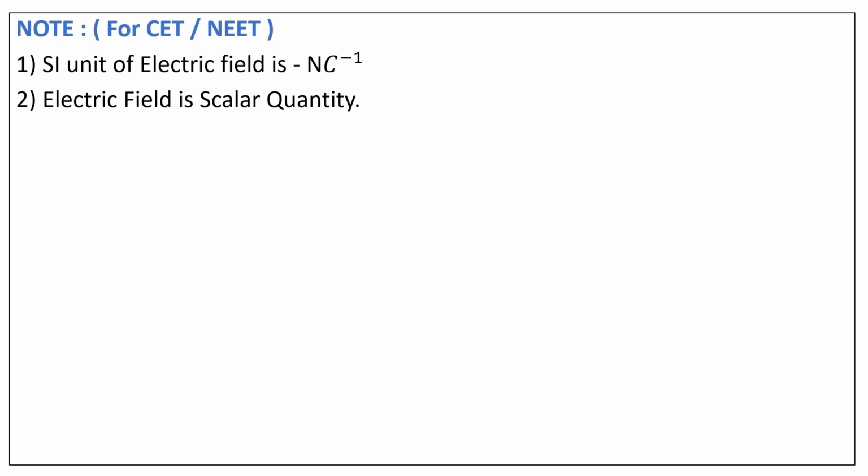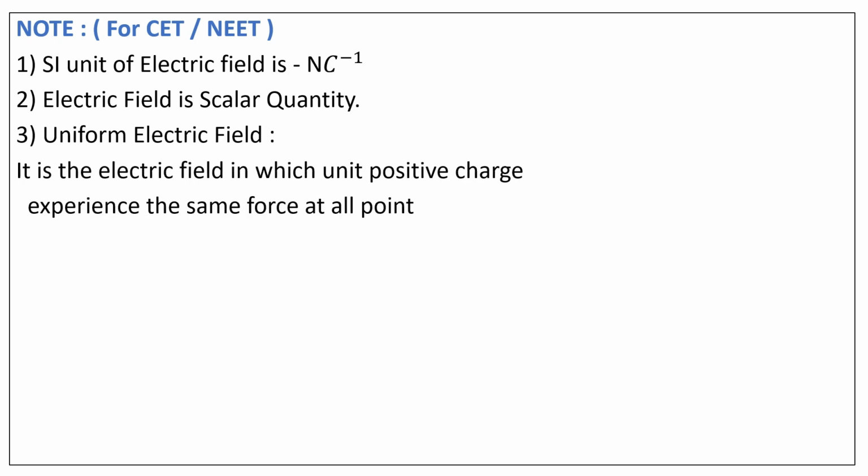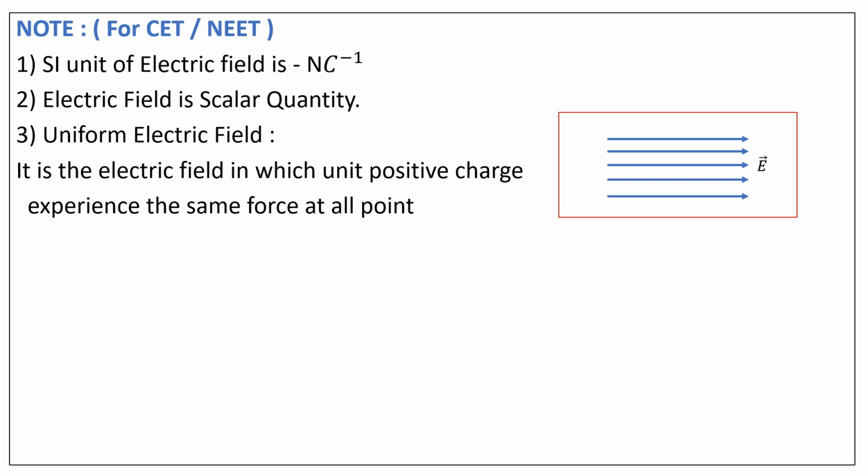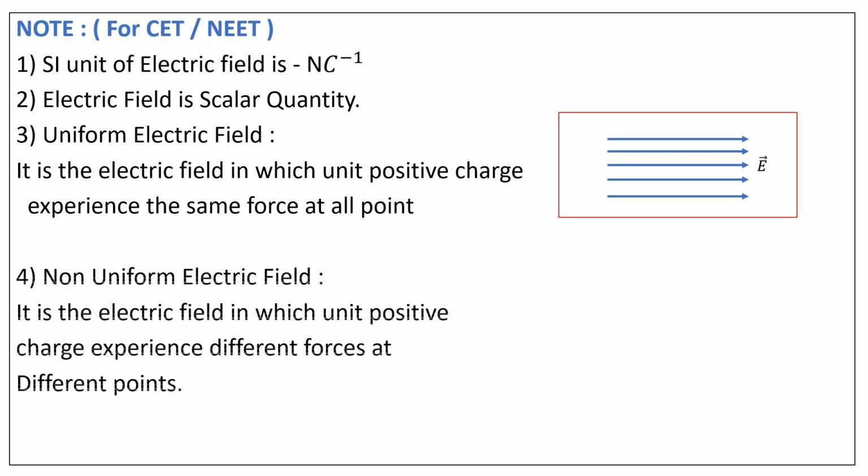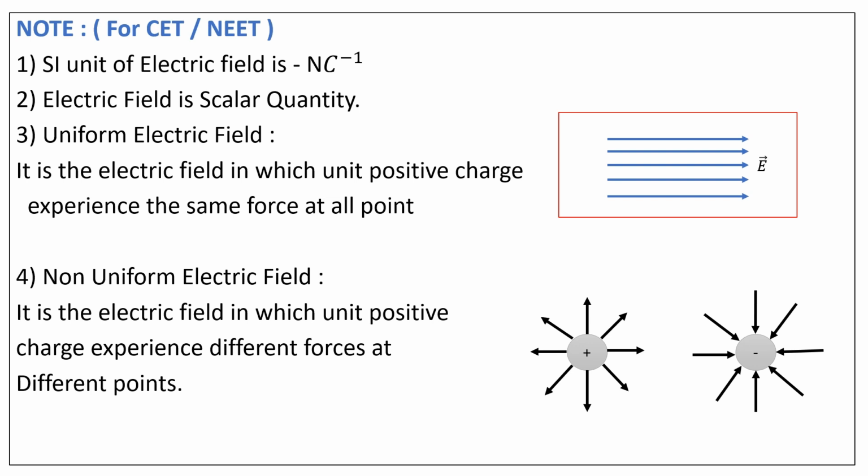Note, for CET or NEET. 1. The SI unit of electric field is Newton per coulomb. 2. Electric field is a vector quantity. 3. Uniform electric field: it is the electric field in which a unit positive charge experiences the same force at all points. 4. Non-uniform electric field: it is the electric field in which a unit positive charge experiences different forces at different points.